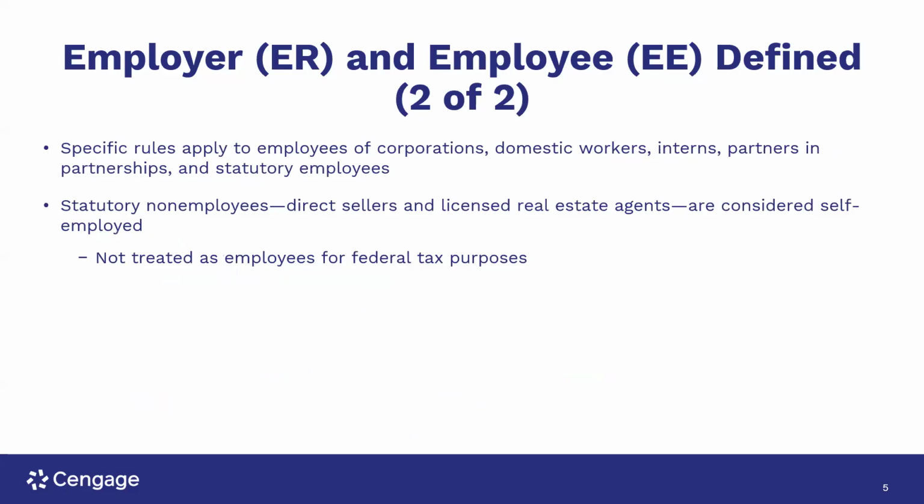And there are also specific rules that apply to employees of corporations, domestic workers, interns, partners in partnerships, and statutory employees. And sometimes there are specific statutory non-employees, for example, direct sellers and licensed real estate agents. They are considered self-employed. They're specifically called out in the statutes, and so they're treated as contractors for federal tax purposes.